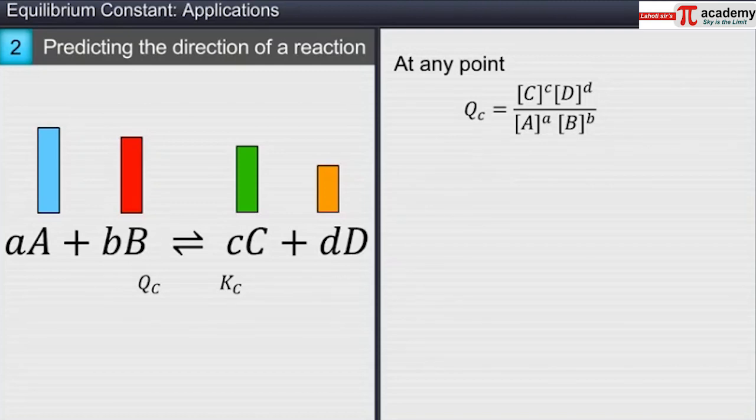For a general reaction of the type a moles of reactant A and b moles of reactant B reacting to give c moles of product C and d moles of product D, the reaction quotient, Qc, is expressed as the product of concentration of C raised to the power of c and concentration of D raised to the power of d, divided by the product of concentrations of A raised to the power of a and concentration of B raised to the power of b.